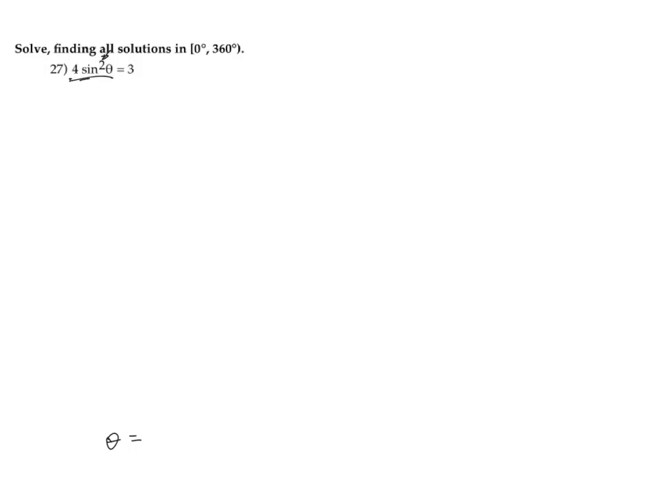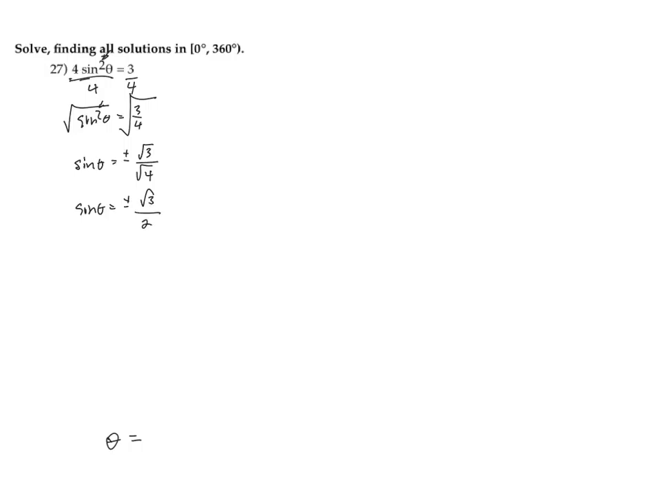Alright, so first off, I'm going to divide both sides by 4. So I'll have sine squared theta is equal to 3/4. And then to get rid of the squared, I'm going to square root things. So I'll square root this side and square root this side. So I'll get sine theta is equal to a plus or minus root 3 over root 4. Now, root 3 I can't do anything with, but root 4 is equal to 2.